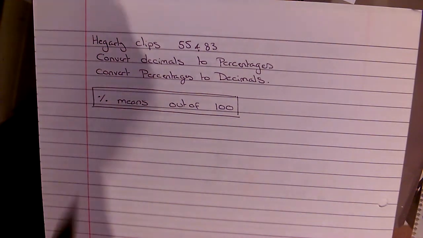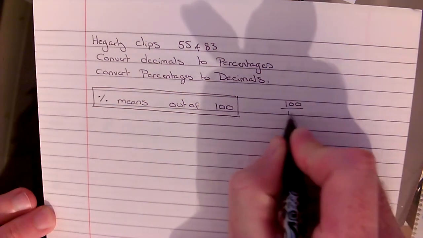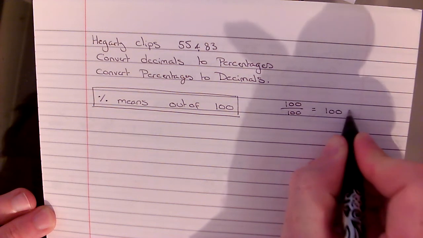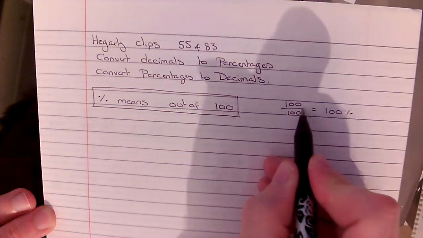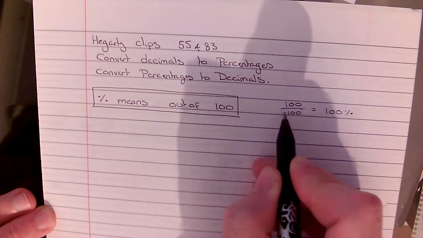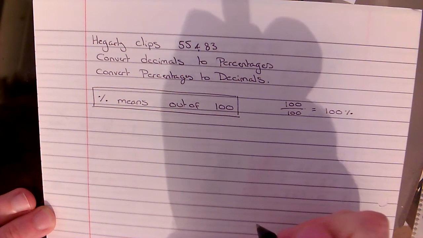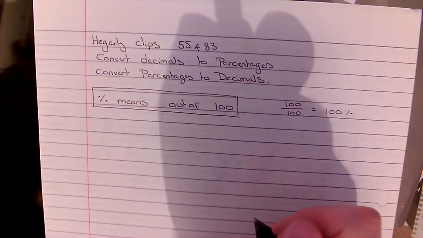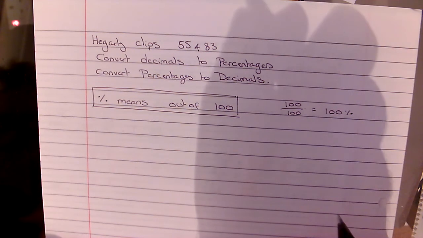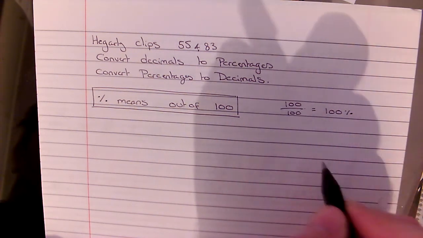So, for example, if we have 100 out of 100, okay, that is 100%. It's 100 out of, that's what this line means. It means to divide, or it means out of. Okay, 100 out of 100. Well, that's 100%. Okay, so if you got 100 marks on a test and there are 100 marks available, you got 100%.